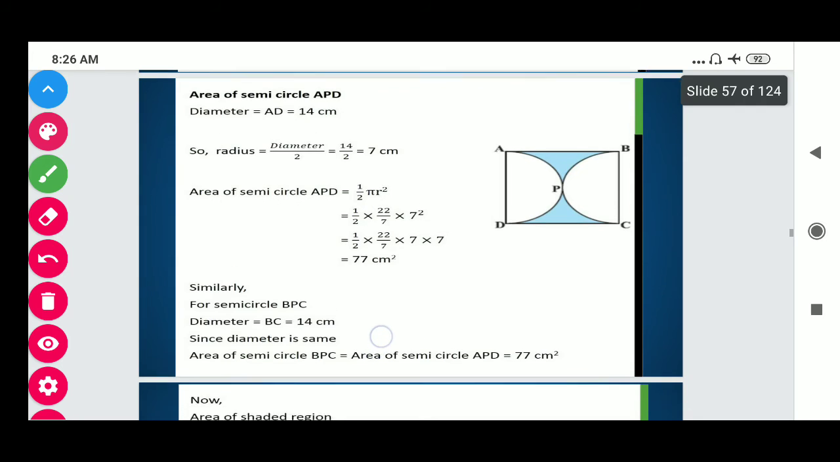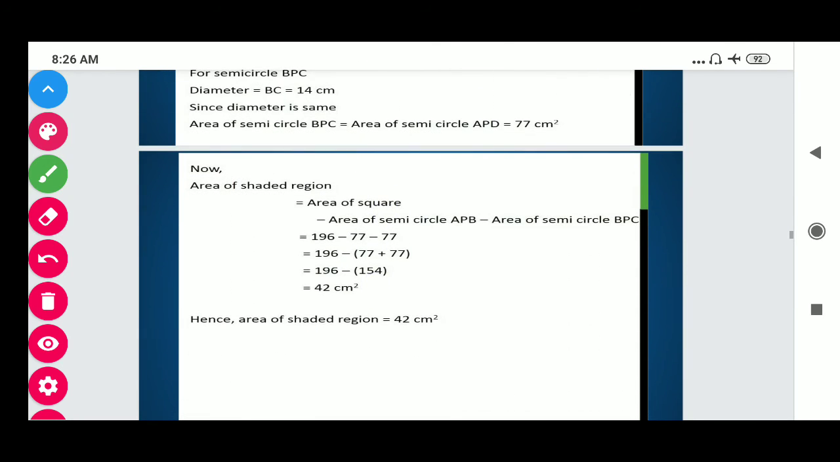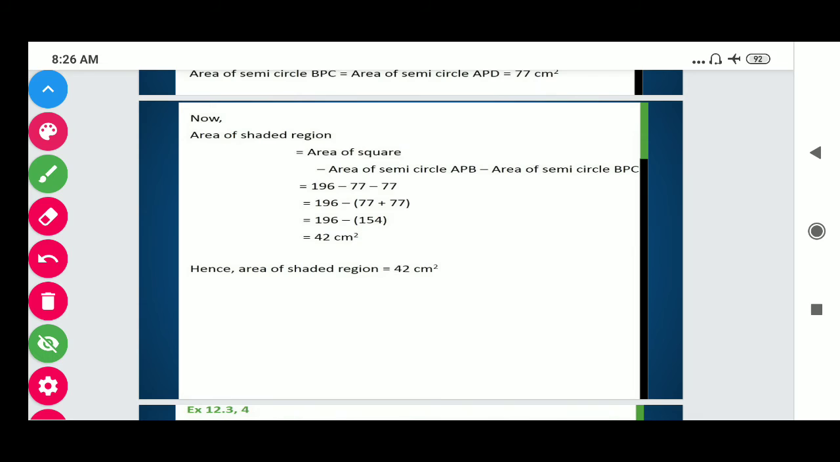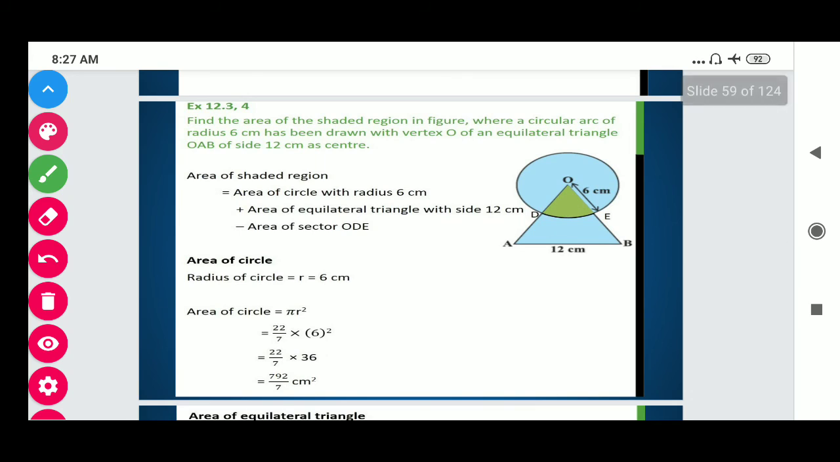Similarly, we will find the area of semicircle BPC. Now, the area of the shaded region is the area of the square minus the area of semicircle APD minus the area of semicircle BPC. By solving this, we get 42 square centimeter as the answer. So hence the area of the shaded region will be 42 square centimeter. Now students, I am sharing the next question with you. This is also a similar question.